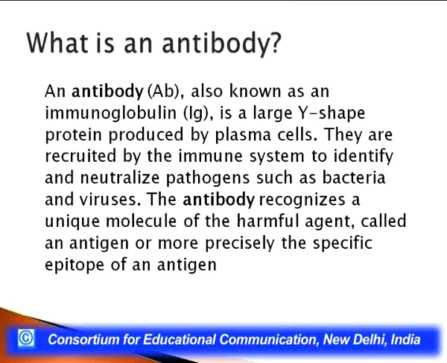Now, coming first to the definition of antibody, what exactly is an antibody? An antibody, also known as immunoglobulin, is a large Y-shaped protein produced by plasma cells. They are recruited by the immune system to identify and neutralize pathogens such as bacteria and viruses. The antibody recognizes a unique molecule of the harmful agent called an antigen, or more precisely the specific epitope of an antigen. In our last lecture, I specifically mentioned what are antigens and what are epitopes.